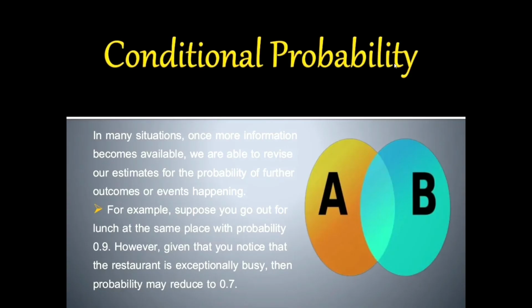Conditional probability. What is conditional probability? In many situations, once more information becomes available, we are able to revise our estimates for the probability of further outcomes or events happening. For example, suppose you go out for lunch at the same place with probability 0.9. However, given that you notice that the restaurant is exceptionally busy, then the probability may reduce to 0.7.